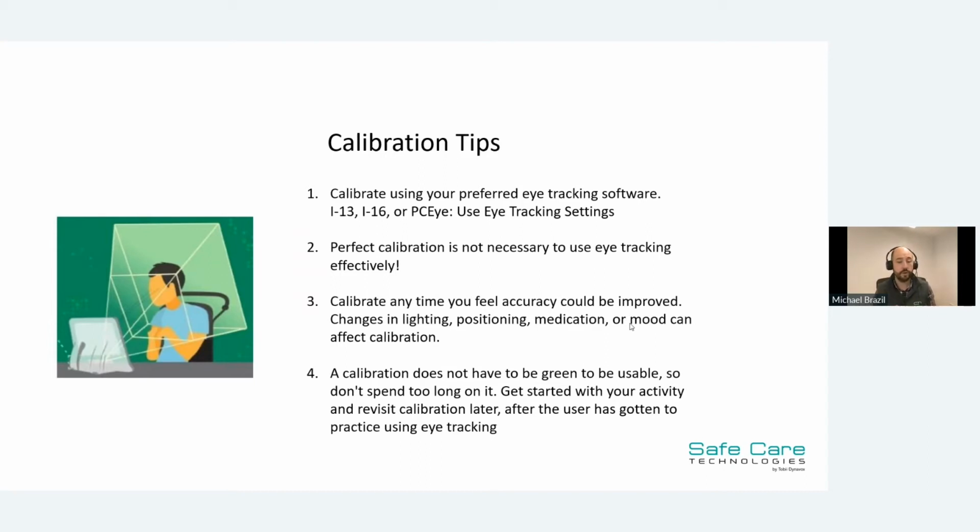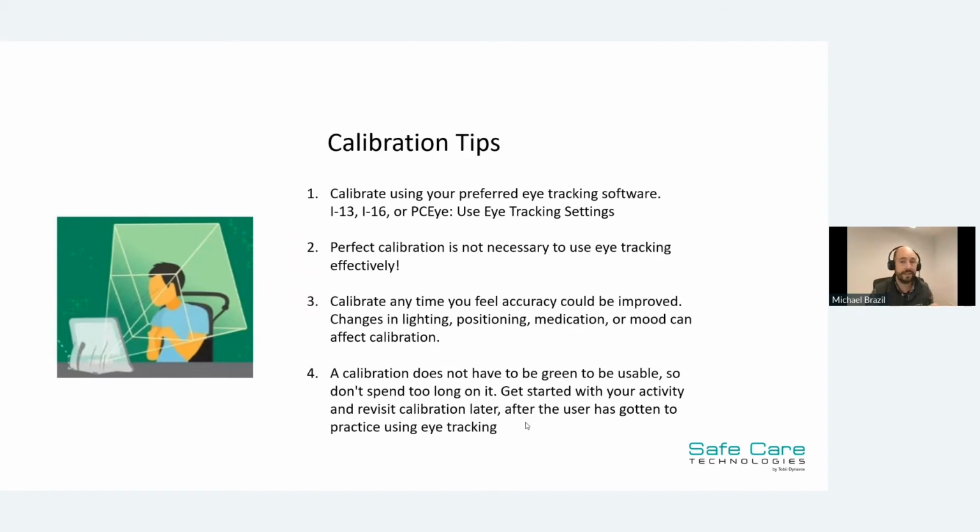So you can still work away with those points on bad or good. It's just not going to be as accurate as the great calibration, but it still is usable. That's why it's always good, if you do a calibration, to come back and revisit it later on if you have some bad points or good points. You don't have to do it all straight away because that sometimes makes the user disinterested in using the device. So get started with your activity and revisit calibration, as I mentioned, later, after the user has gotten to practice using the eye gaze.